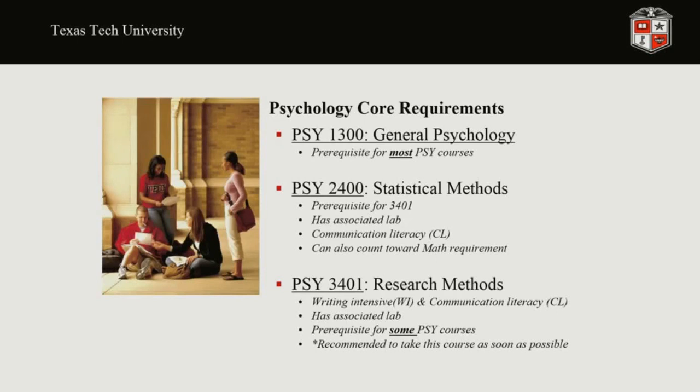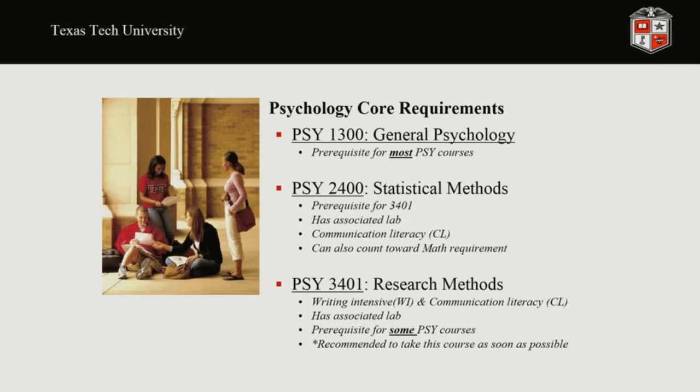The psychology core requirement is 3 classes that every psychology major must complete. The first one is General Psychology, Psychology 1300. This is a prerequisite for most of the other psychology classes, so it's usually recommended that you take General Psychology, Psychology 1300 first. Once you've completed that, you'll take Psychology 2400, which is Statistical Methods.